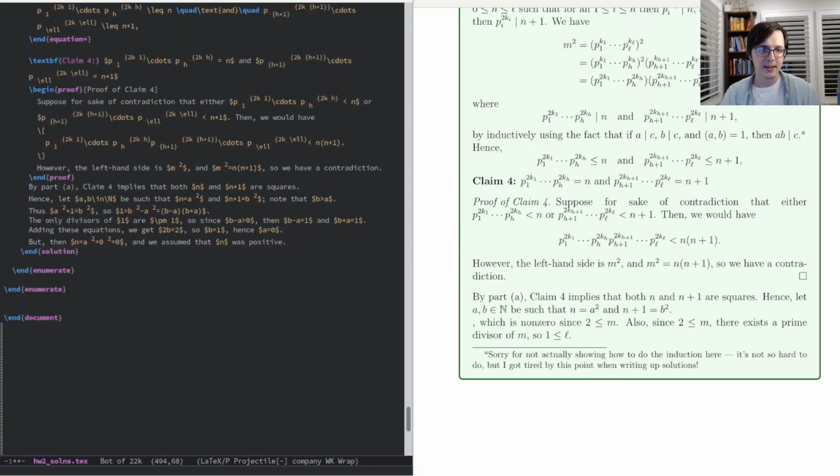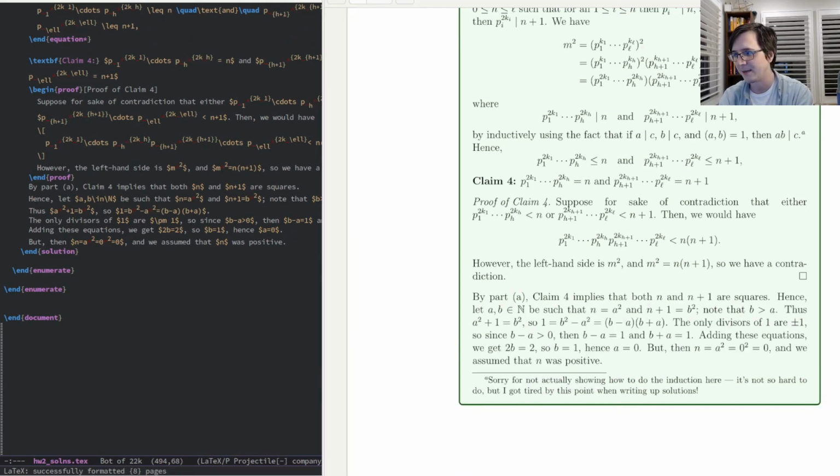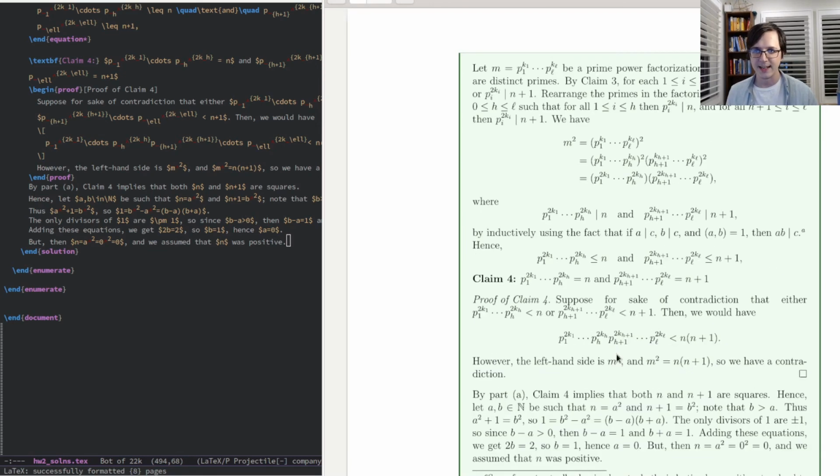Okay, this last part of the proof was just the thing I said quite a while ago, which is that when you have two squares that are 1 away from each other, they have to be 0 and 1. And so this just proves that these squares are 0 and 1. But we assumed it was positive, so that can't happen.